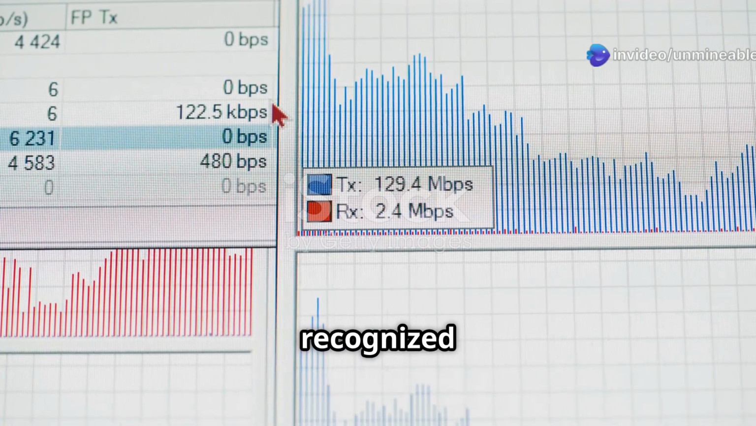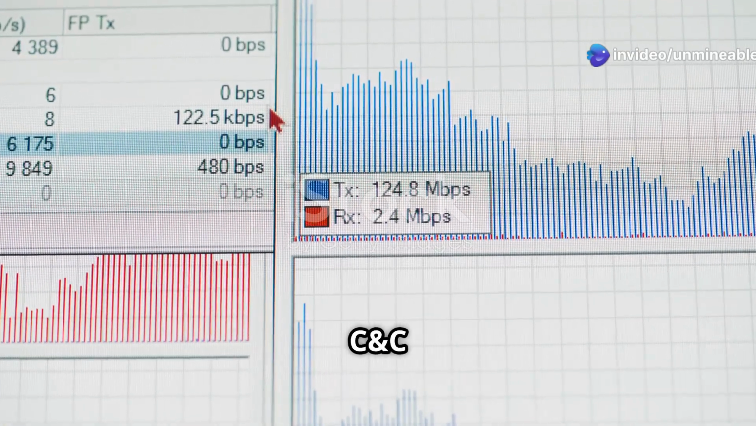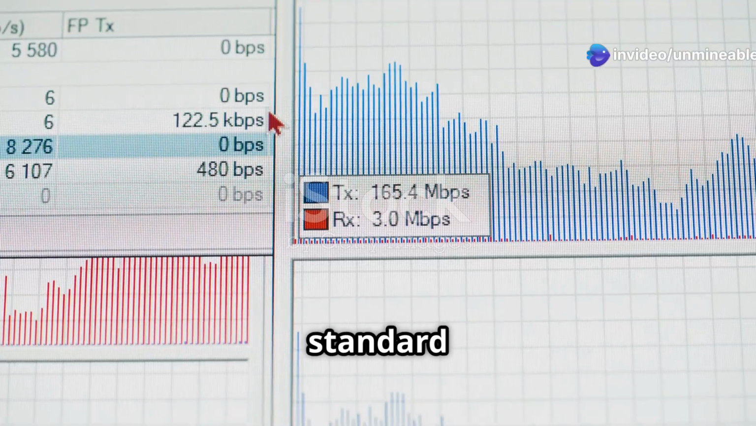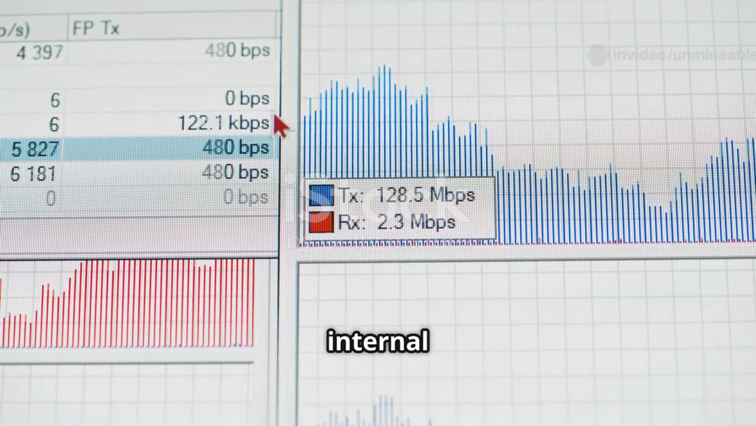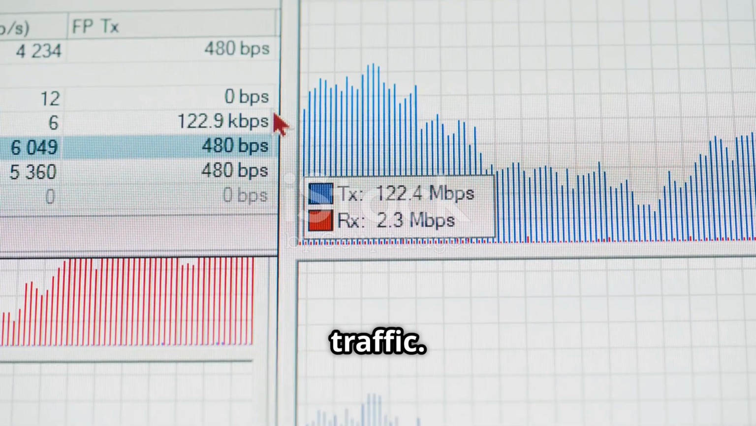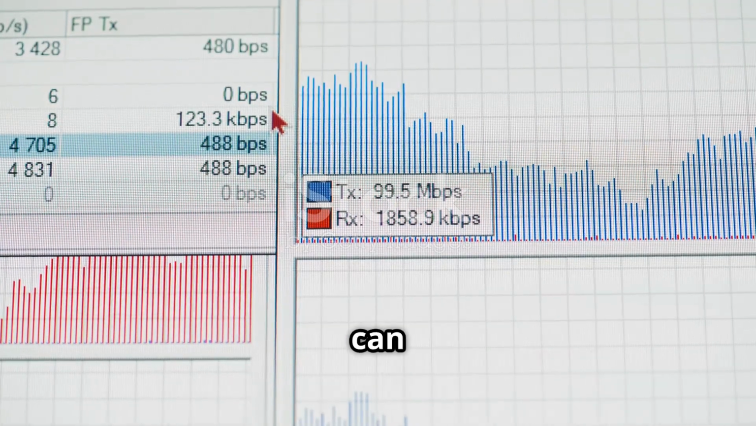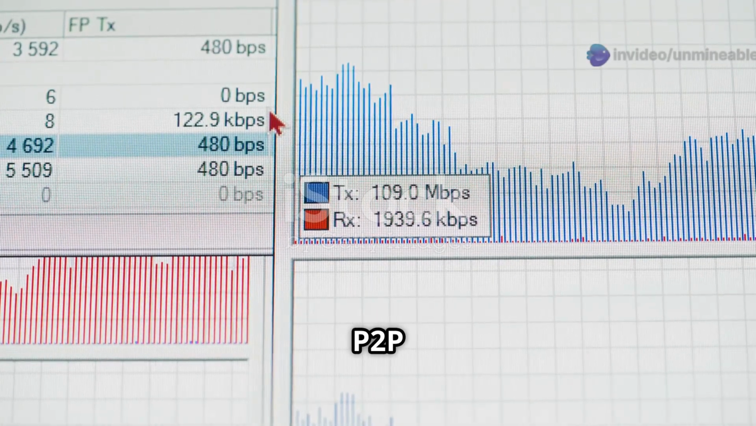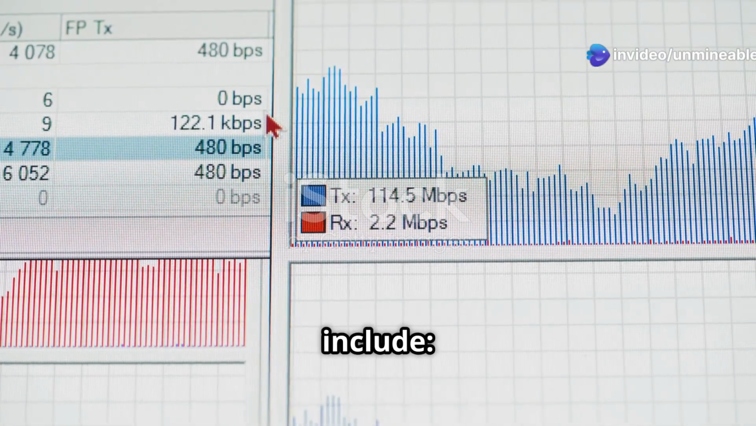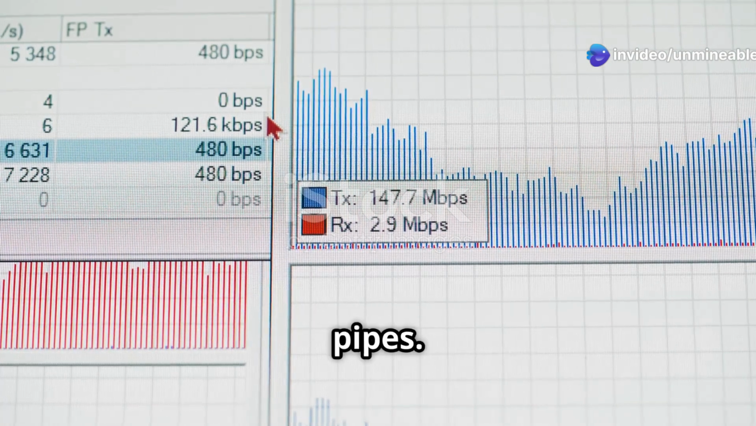It is generally recognized that detecting P2P CNC can be difficult since the traffic uses standard protocols to blend in with normal internal and external network traffic. However, some symptoms can be helpful in detecting a P2P CNC. These include abnormal processes to named pipes.